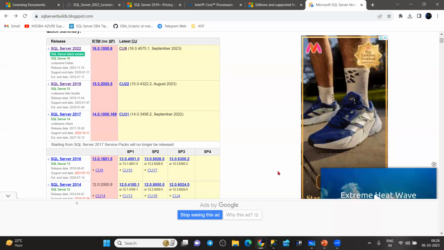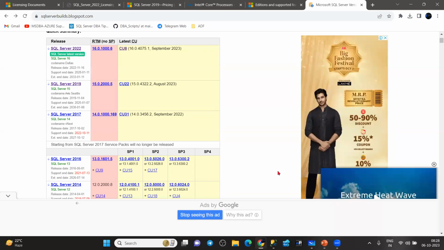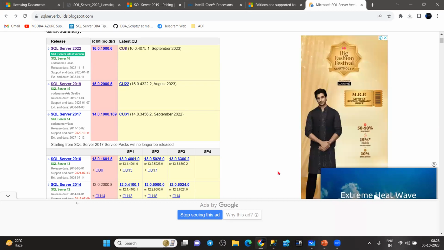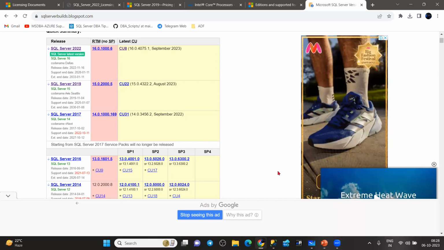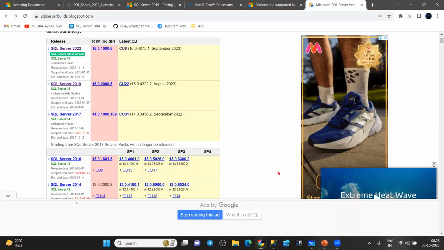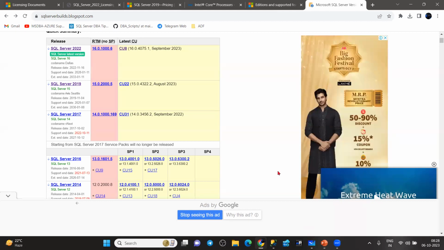So one day before only, you will download and copy the patch to the server, not at the same time. First, one day before, you will download whatever patch you are going to apply and paste it in the server. So mostly all our production servers will have the maintenance plans over the Saturday.